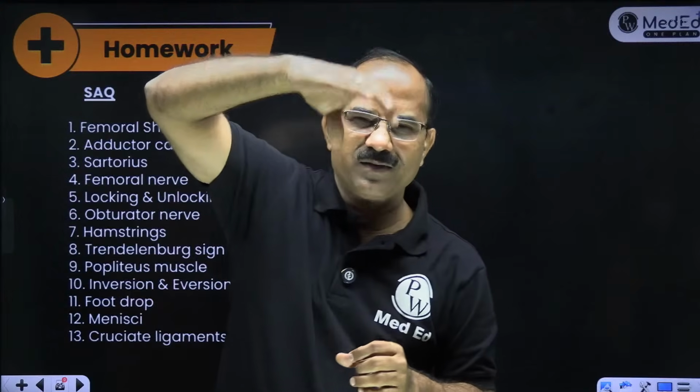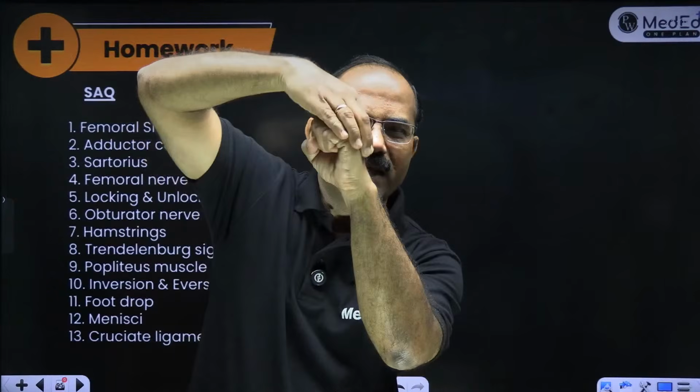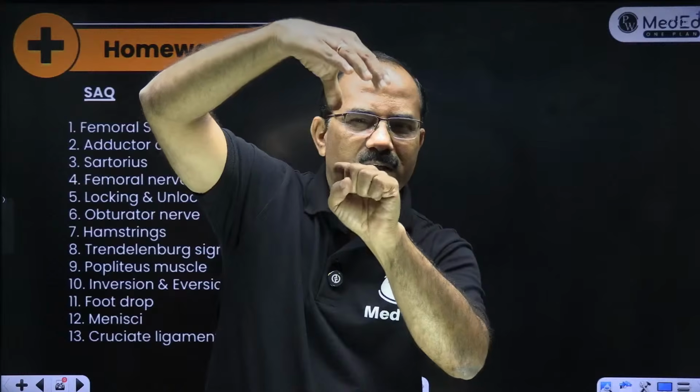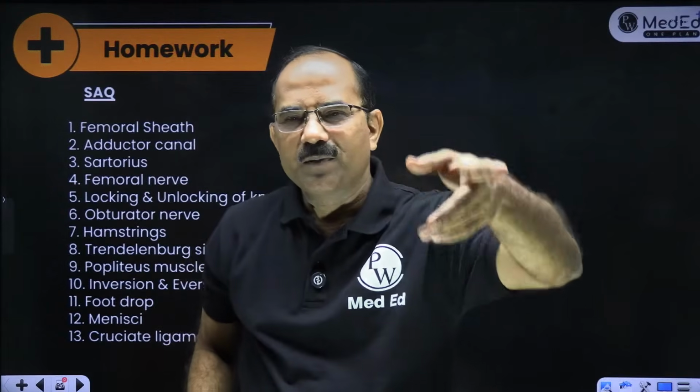The tibia, fibula and the inferior tibiofibular ligament form the upper part. The talus is the lower part. The tibia, fibula and tibiofibular ligament fit into the talus. That's the ankle joint. It's a hinge type of synovial joint.